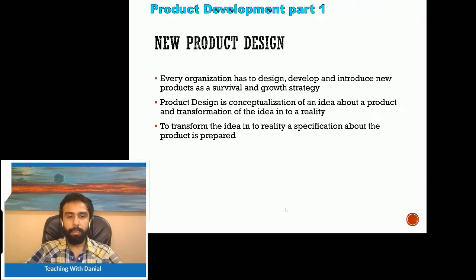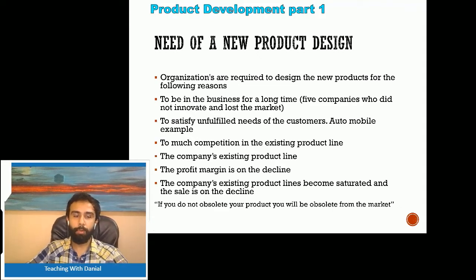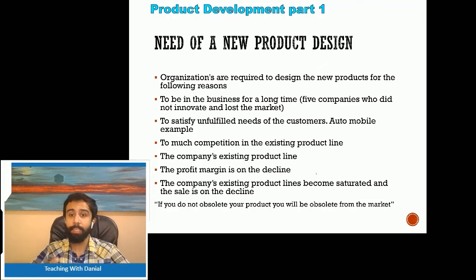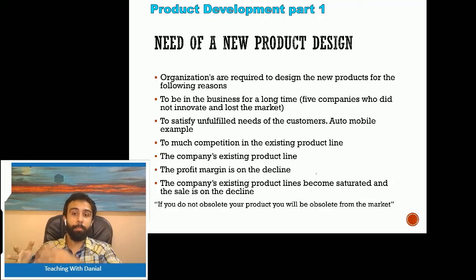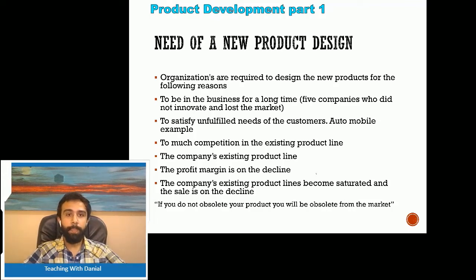The next slide says the need for new product design. If I ask you why there is a need for new product design, organizations are required to design new products for the following reasons. Number one, to be in the business for a long time. As I've explained in my previous example of potato chips, if you give more flavors and come up with new products for your customers, you will be sustained longer in the market.